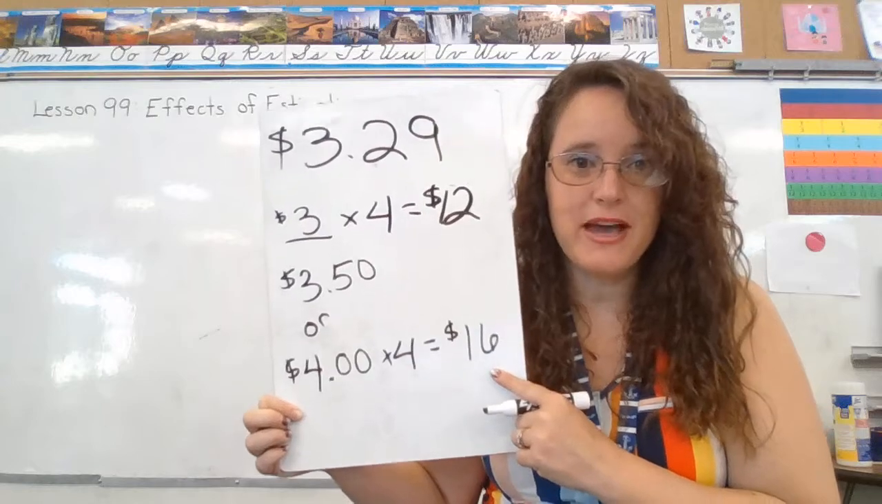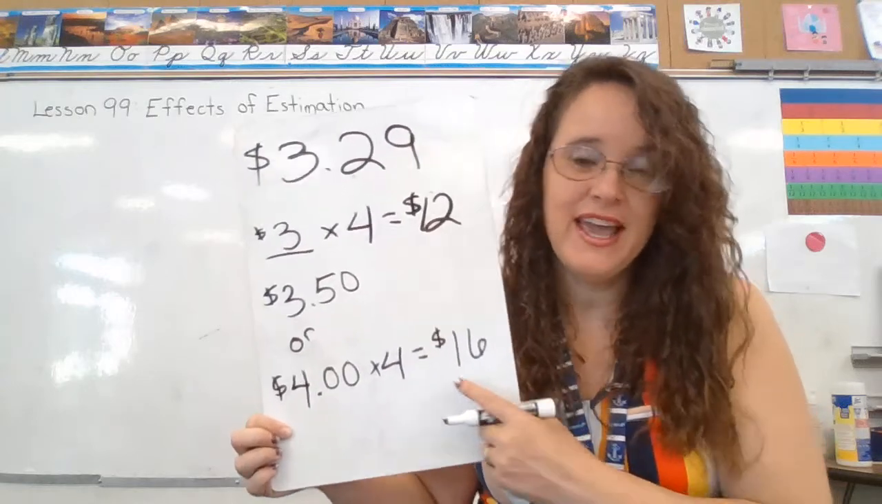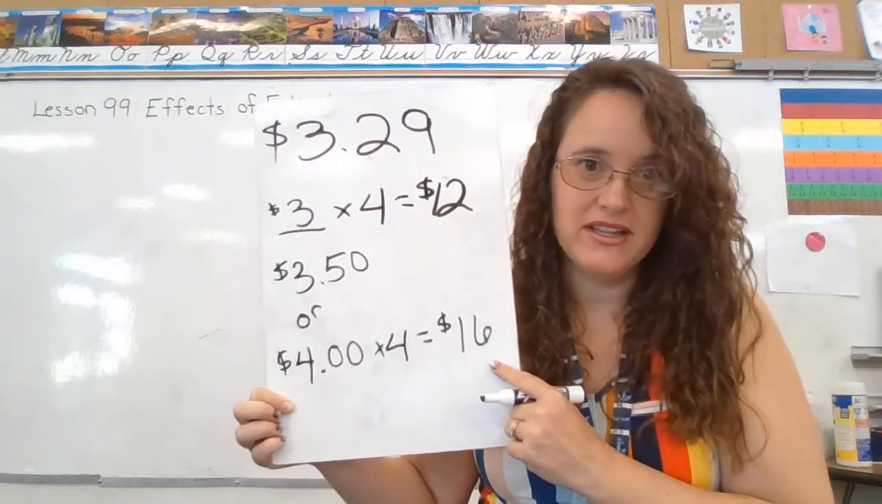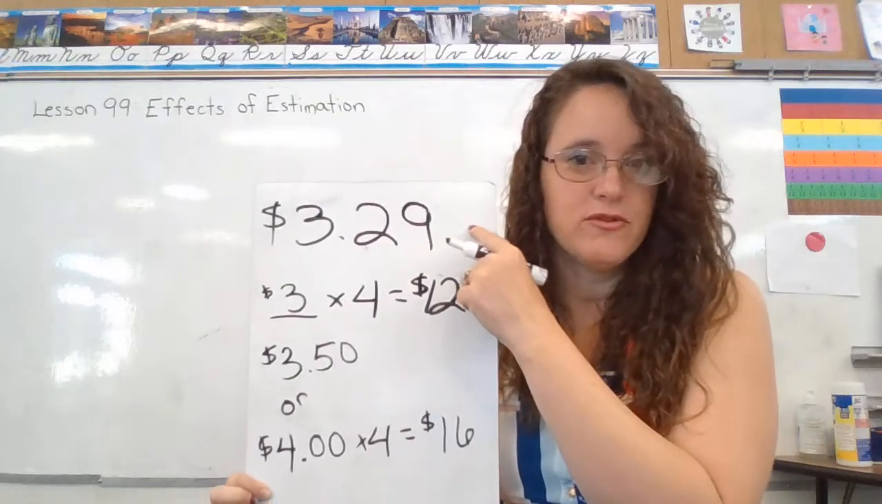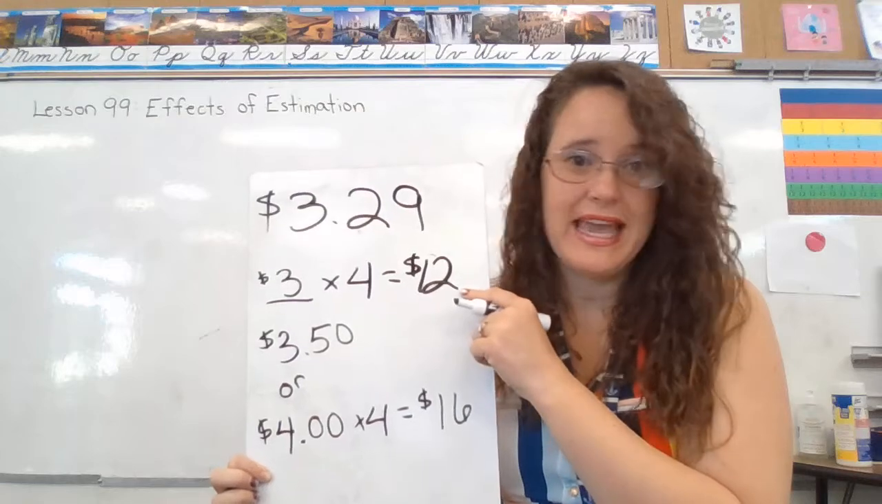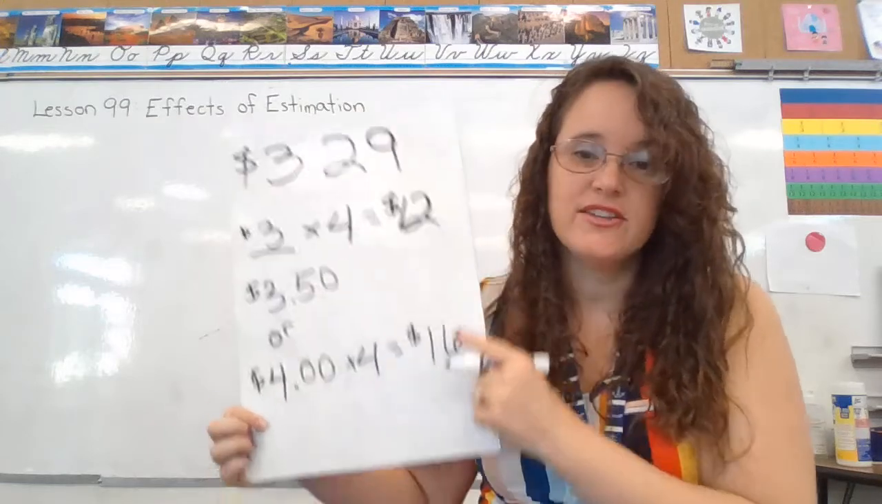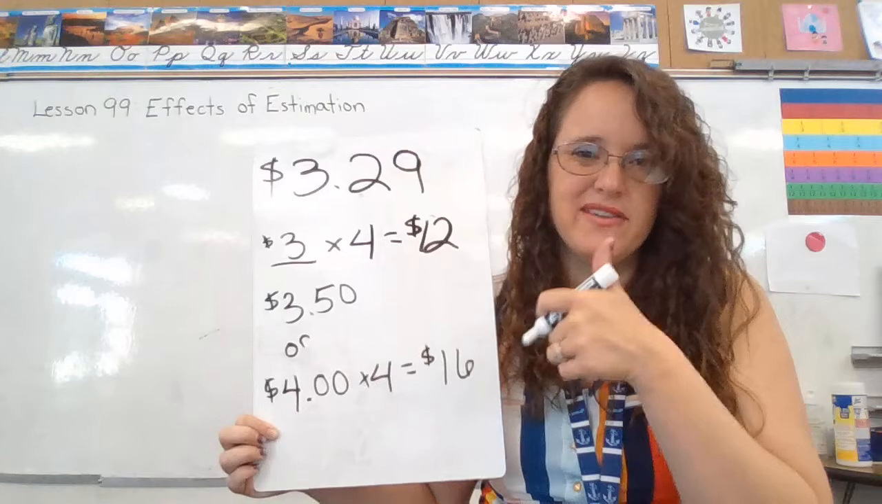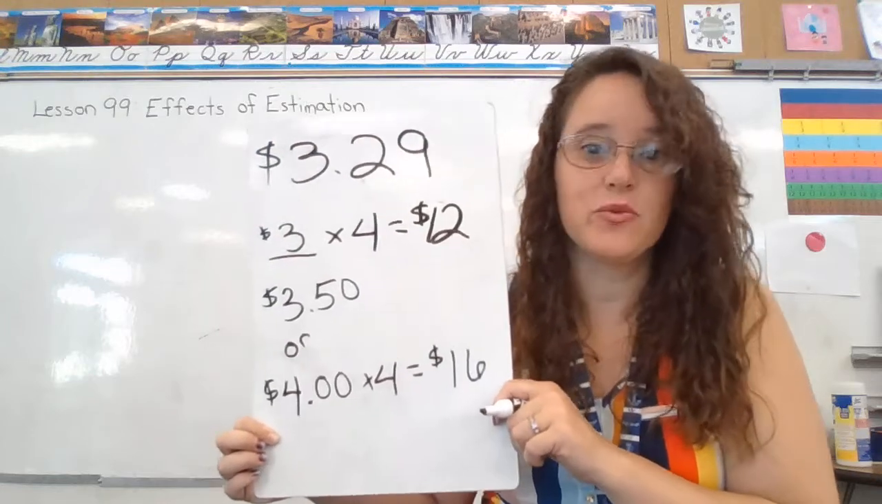However, when we're talking about shopping and do I have enough money, if I have $16 in my wallet, I know that I can afford those 4 books. If I only have $12 in my wallet, I can't buy all 4 books. So that's a good reason to always round up when we're shopping in real life.